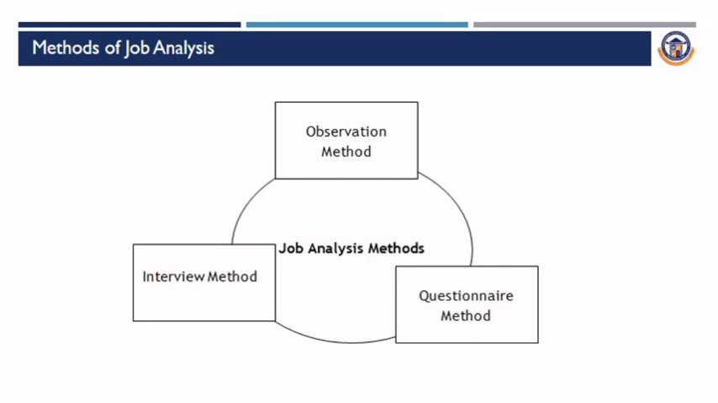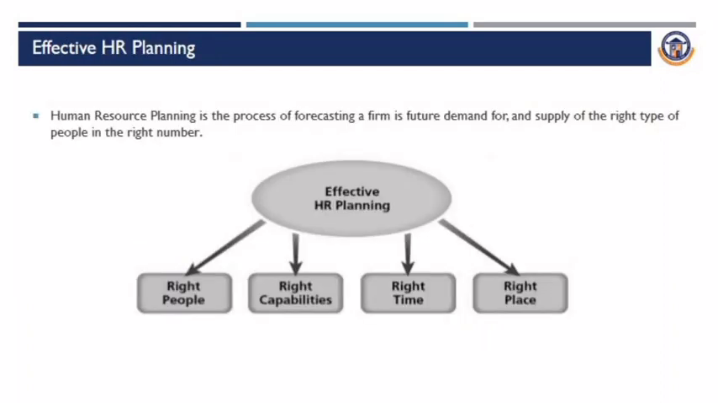Next is HRP. As I said, HRP is human resource planning. Human resource planning is a process of forecasting a firm's future demand or supply of the right type of people in the right number. For doing every kind of job, we need effective human resources, right? Only when effective human resources are there at the right time, right place, right task, and with the right capabilities, then our works will be done in the right time. So in order to have that, effective HR planning has to be followed, and let us discuss the process of HRP.